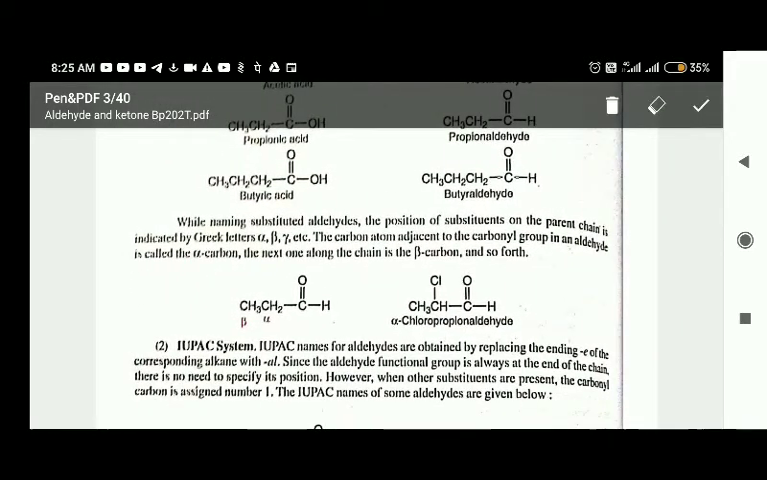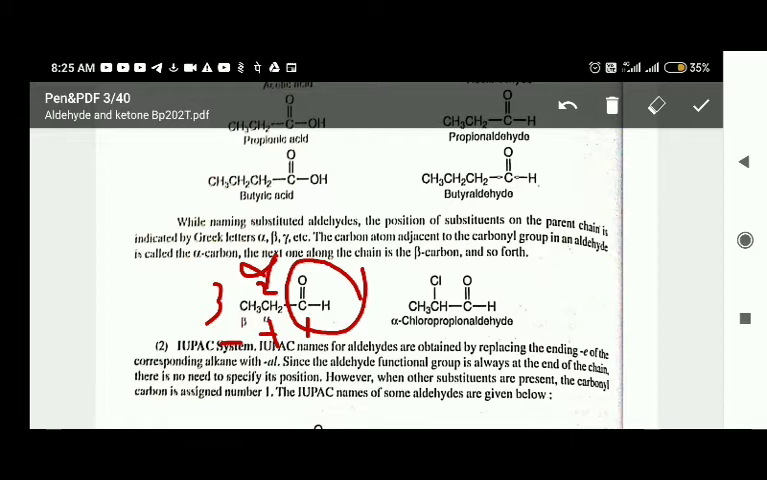Some students are facing difficulty, saying, sir, what is alpha hydrogen, what is beta hydrogen, we are not understanding. See, this is CHO, right, the functional group. The nearest carbon is 1, this is 2 and this is 3 carbon. The carbon directly attached to the carbonyl carbon is known as your alpha carbon. Then the next carbon is your beta carbon, right? The hydrogen on this carbon is called the alpha hydrogen, right?